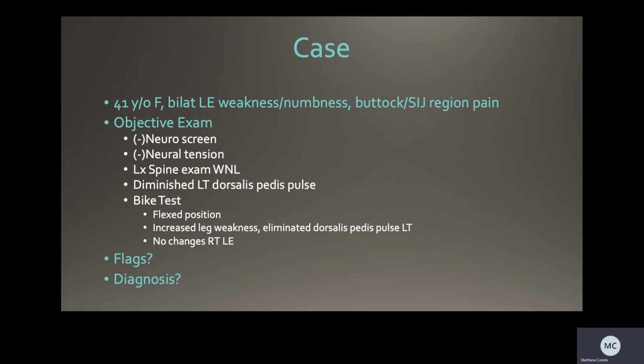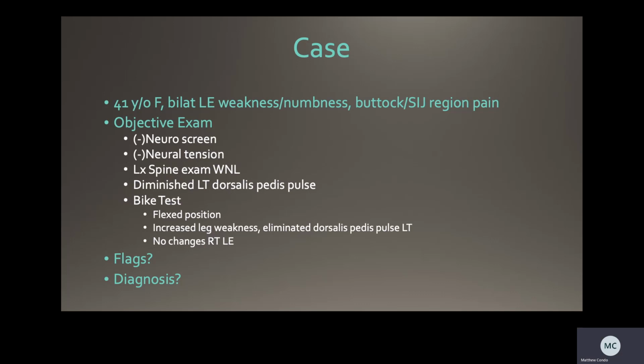So we check her out. Everything, neural tension looks good. Neural screen looks good. Lumbar spine looks perfectly fine. What we see though is we check out dorsalis pedis pulse, and that's diminished. Now we do the bicycle test with her, put her in a flex position, and legs get weaker, and the dorsalis pedis pulse is gone. It's completely eliminated in the left lower extremity. Right lower extremity, no big deal.